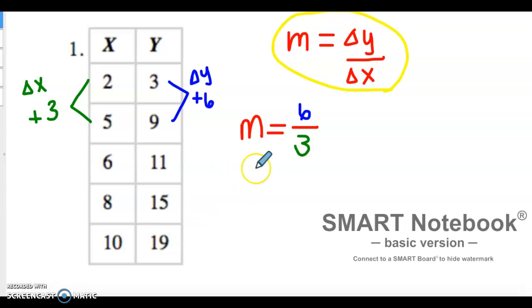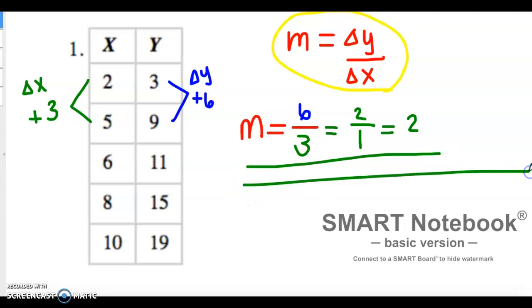Now you could leave the slope exactly like this. The slope is equal to 6 over 3. You can leave it like that. That's perfectly fine. If you want to, you can simplify it though. We can divide both the numerator and the denominator by 3. So 6 divided by 3 is 2, over 3 divided by 3 is 1. So you could simplify it that way. And then you could simplify this even more by doing 2 divided by 1 and getting 2. So any of these 3 answers would work.